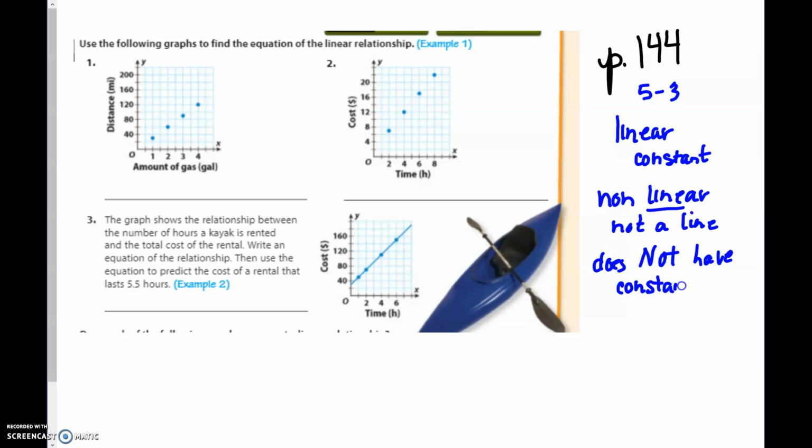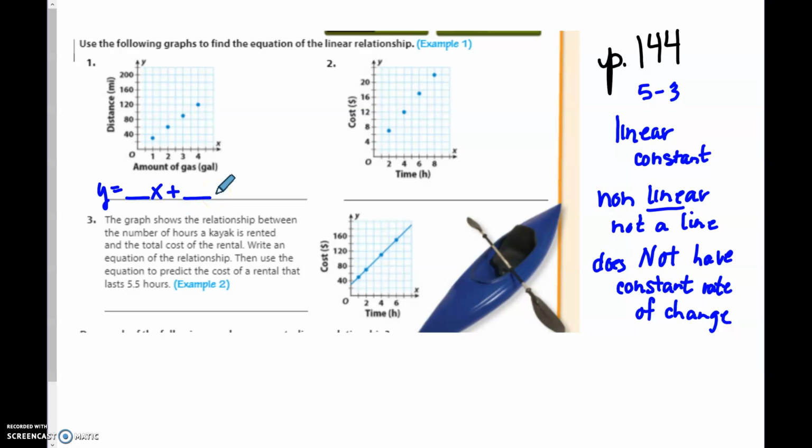Okay, so we're going to be talking a little bit more about that today. Does not have a constant rate of change. I'm also going to be reviewing all the way back for the past few modules here. So if you look at number 1, and we connect all of those dots, isn't this linear? Because it's a straight line and it has a constant rate of change. They want us to find the equation: y equals blank x plus blank.